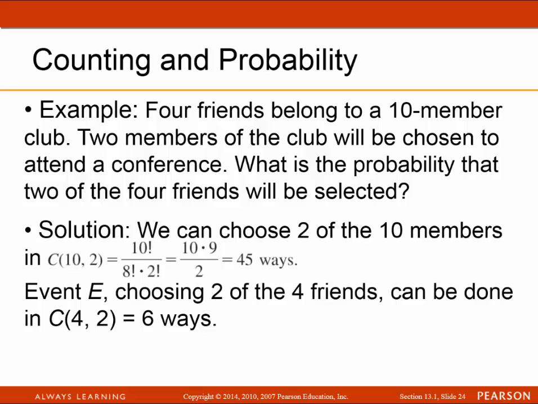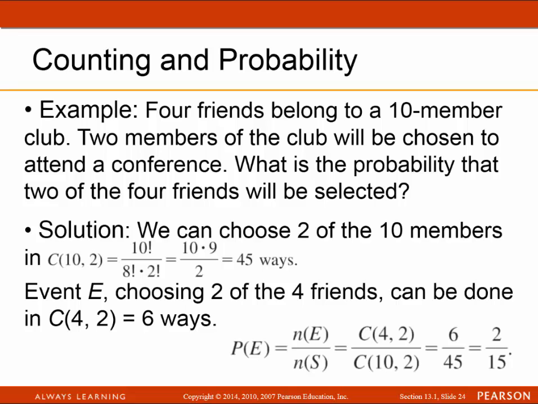The next thing is that choosing 2 of the 4 friends can be done in a combination of 4 objects taken 2 at a time, which is 6 ways. So then the final answer would be 6 divided by 45, which is the combination of 4 taken 2 at a time, divided by the combination of 10 taken 2 at a time, or 2 over 15.